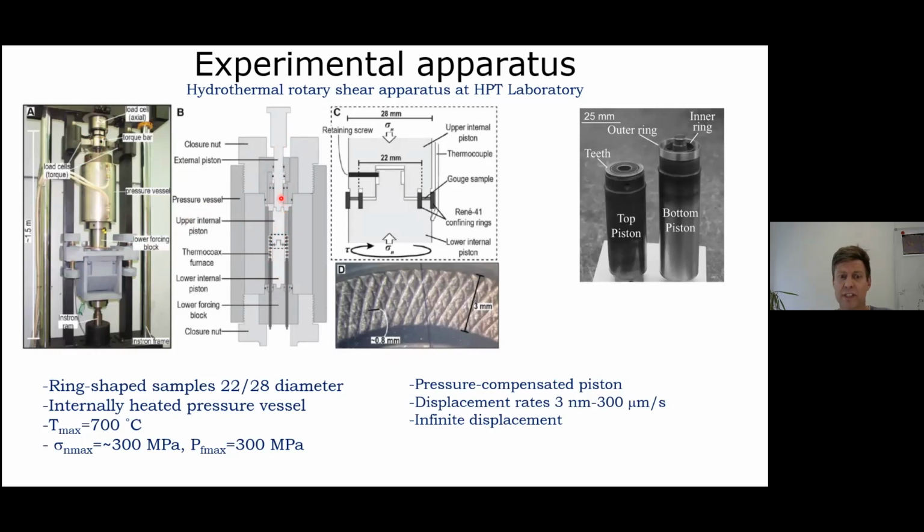And this is a clever design, which means that no matter what the fluid pressure is inside, whatever force we apply on the top is going to be transmitted to the gouge layer, subtracting the contribution of the seals that are present here. And with that, we can apply normal stresses up to 300 MPa, as well as fluid pressures of up to 300 MPa.